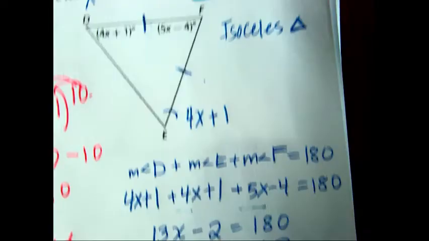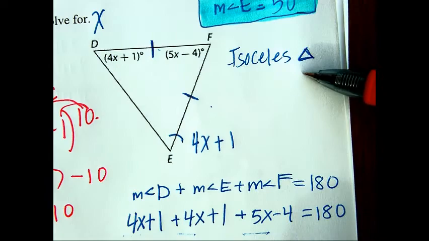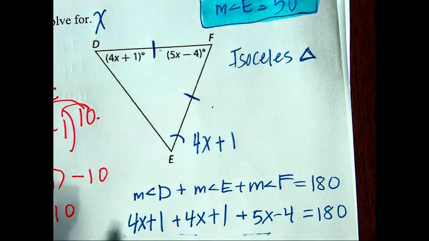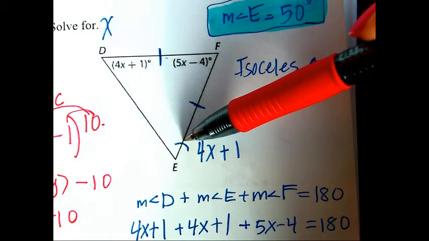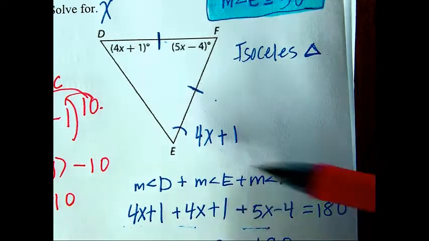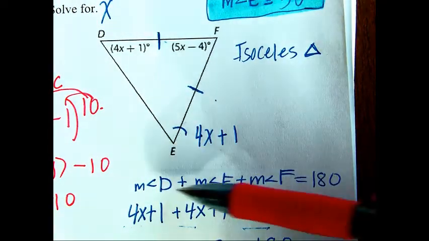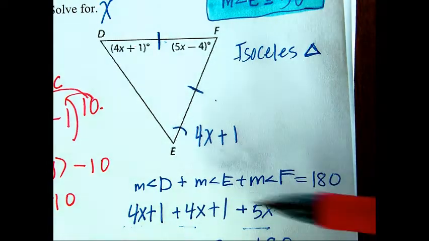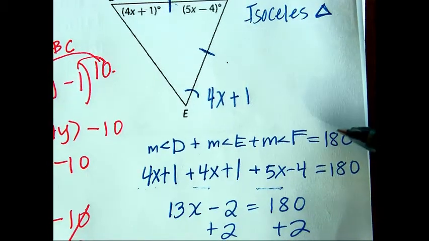So here, using the fact that it's an isosceles triangle, we can fill out this angle E information, which then helps us to solve for what x is. So once we know what angle E is, we can use the three angles added together equals 180, and then solve using algebra.